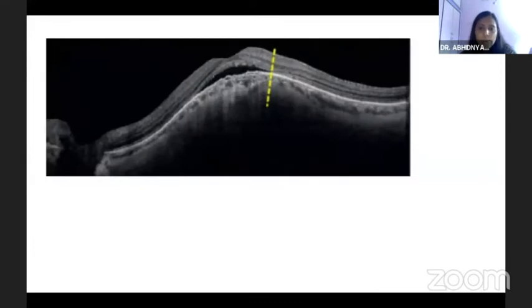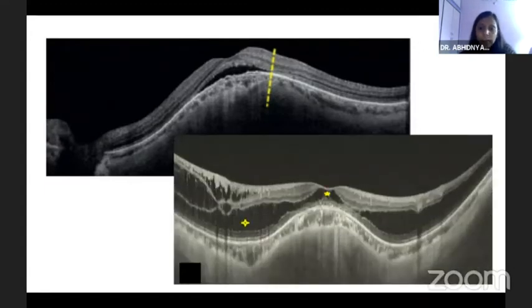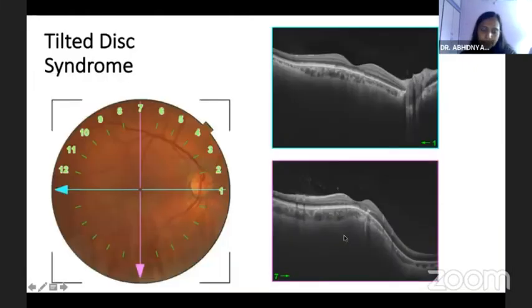Now, these cases may also be associated with subretinal fluid or RPE alteration, and this may be the reason for the vision loss in these cases. Also, they may be associated with foveal schisis. Now, here you see at the area of the elevation summit, the height of foveal schisis is less. This is because of the buckling effect of the macula.